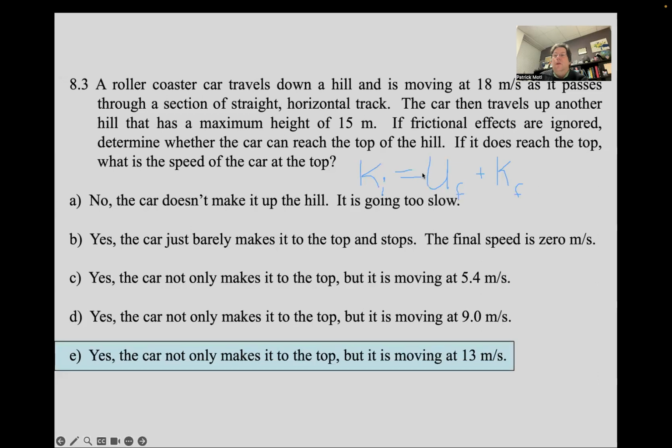Then all of these terms are proportional to a mass. So the mass cancels out. So you don't need to know it. You'll have an initial kinetic energy after the mass cancels out. It's going to be a half times 18 meters per second quantity squared. This is going to be g, which is about 10, times a height of 15 meters. So 10 times 15 is less than 18 squared. So it will make it up the hill. And then being more careful, we can work out whether it was 9 or 13 meters per second. And it was 13 meters per second at the top. All right.